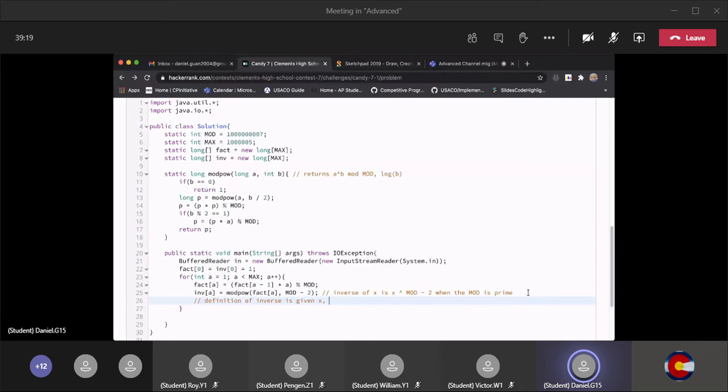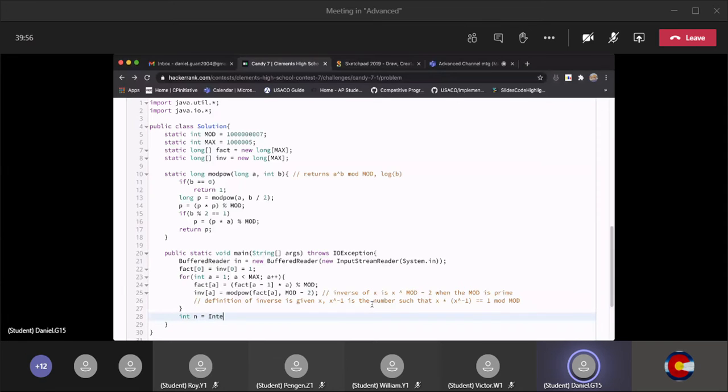Given x, its inverse is the number such that x times x to the power negative 1, I'm using this to denote the inverse, is equivalent to 1 mod. We'll see how we use this later.